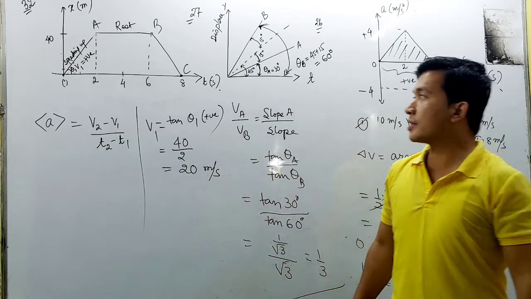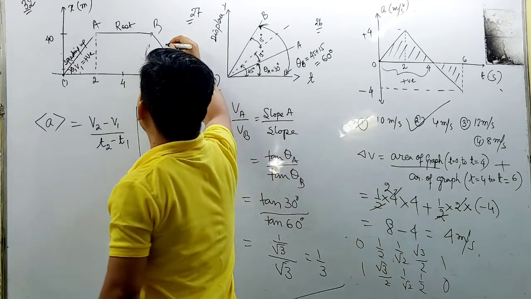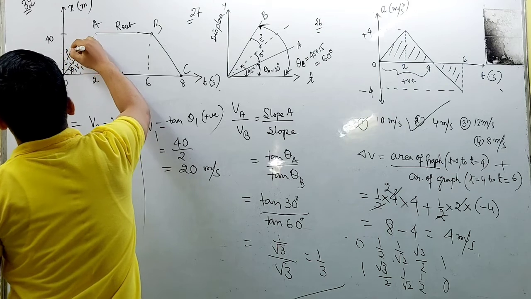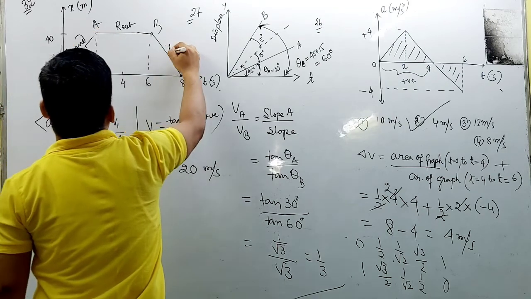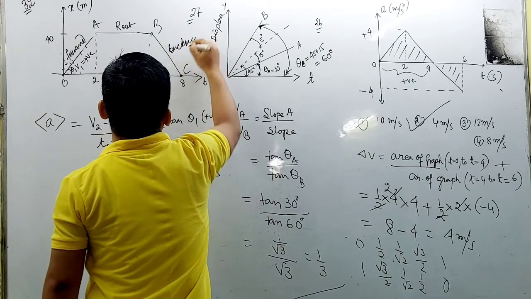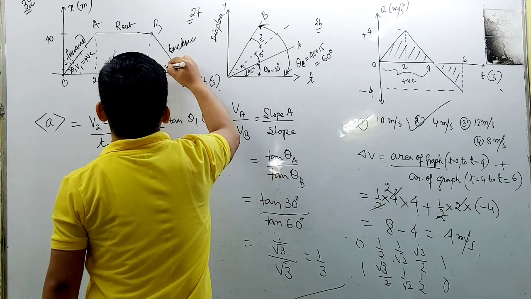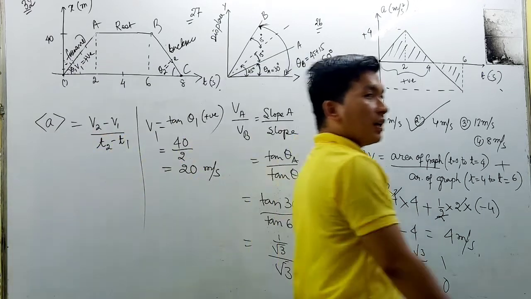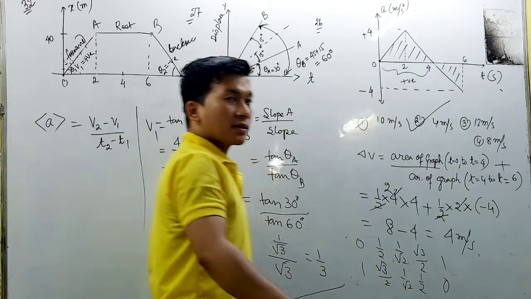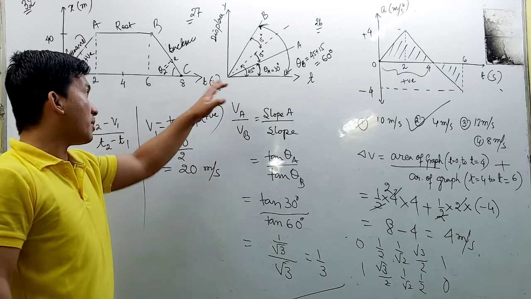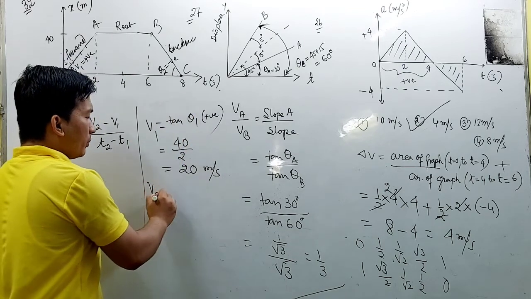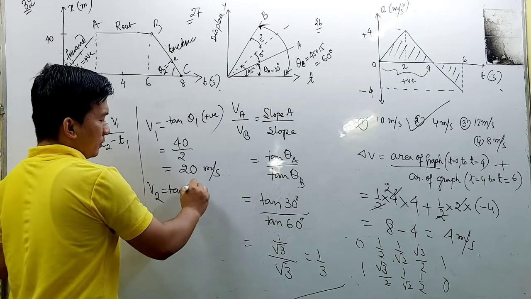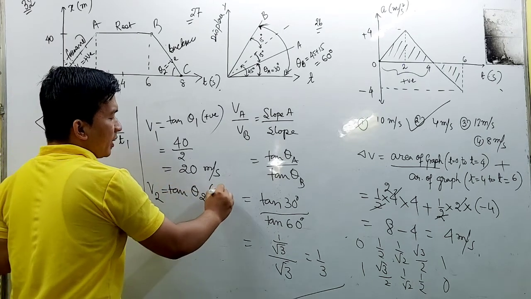Next is v2. Here the body is returning. Earlier it was moving forward, now this is backward motion. This is theta 2, so this must be negative. The slope is negative and the displacement must be negative. So v2 will be equal to tan of theta 2, and this must be negative.